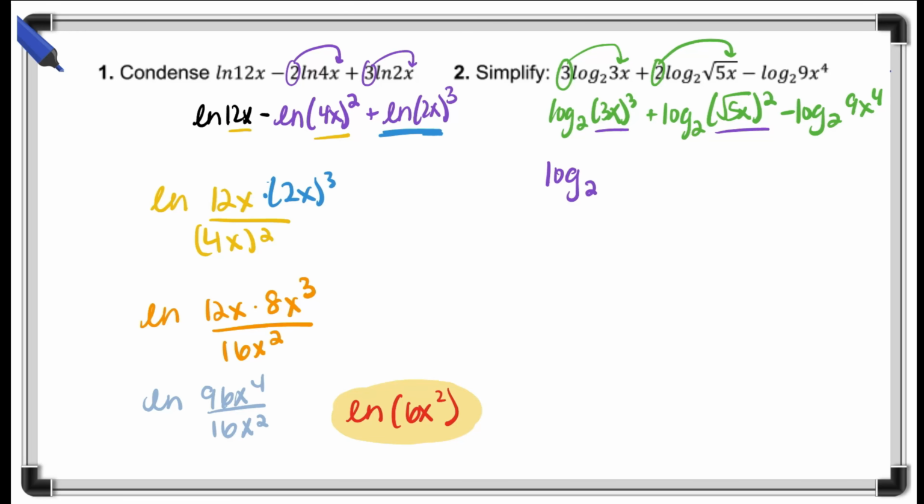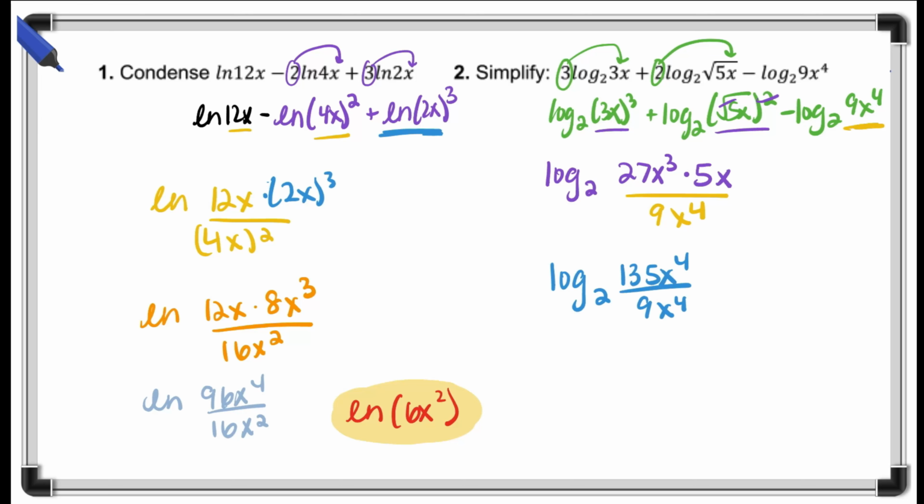So you do have, let's see, 27x to the third times, let's see, that times 5x. And then because you have a subtraction, we're going to divide by our 9x to the fourth. So as you simplify, you're going to get log base 2 of 135x to the fourth over 9x to the fourth power. And then what you're going to have is log base 2 of 15 as your final answer.